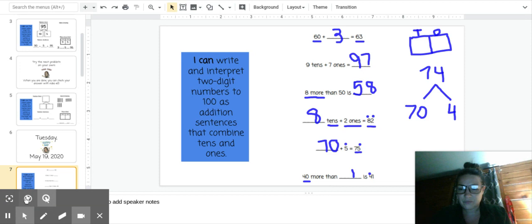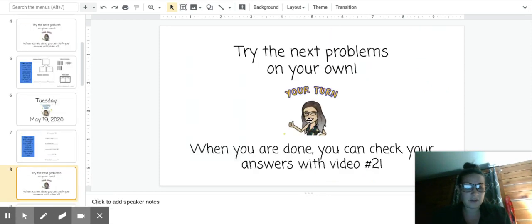So let's go to our next one. Our next page, it's going to have you do your own, okay? So you're going to do the next problems, and then when you are finished with the next problems, you're going to play video number 2, okay? Do your best work, and when you're ready, you can play the next video.